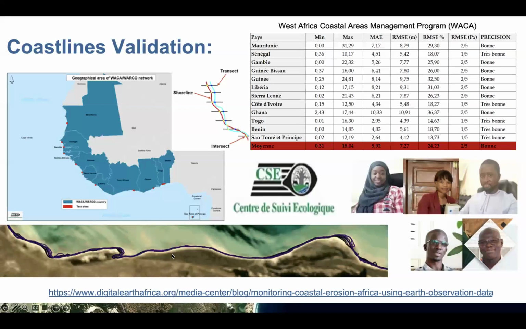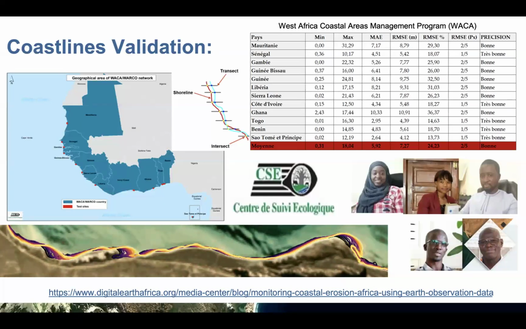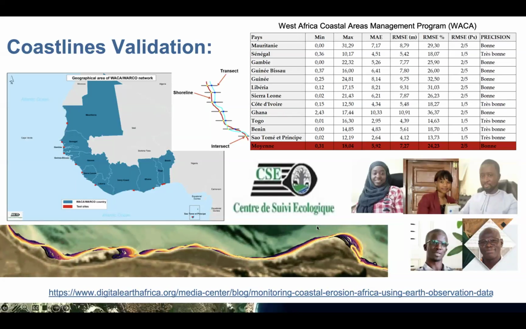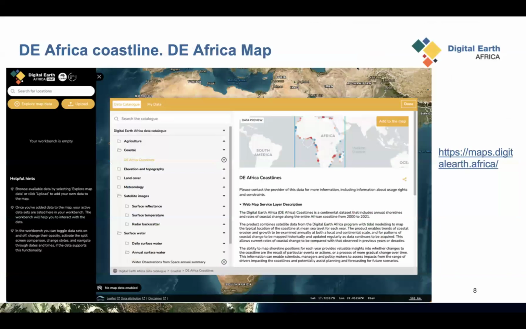So credit to our partners, especially the Centre de Suivi Écologique. This was part of the project with the West African Coastal Areas Management Program, which was covering 14 countries. And based on the work that they did, Digital Africa was able to help in scaling this up to the whole continent, but more specifically with the validation that was put in, and also working with different scientists to understand the validation. First of all, they used Landsat imagery, and recently they used Sentinel-2 up to last year, November, as part of the reporting.